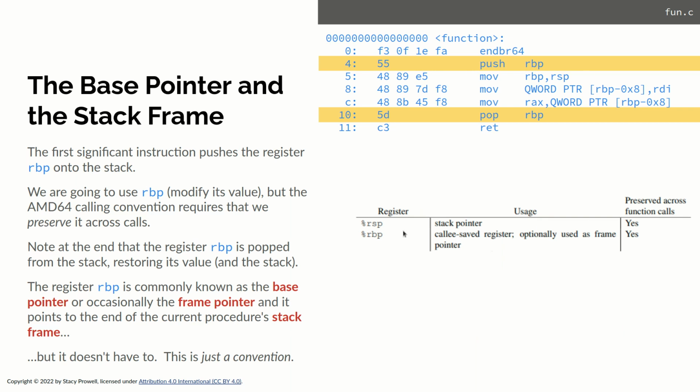We know from the calling convention that RBP is a callee-saved register, so we have to protect it. It has to be preserved across function calls. So the first thing we do is push our caller's base pointer, and then the last thing we do is restore our caller's base pointer. And this is really common. That's a pretty normal thing to do. Okay.